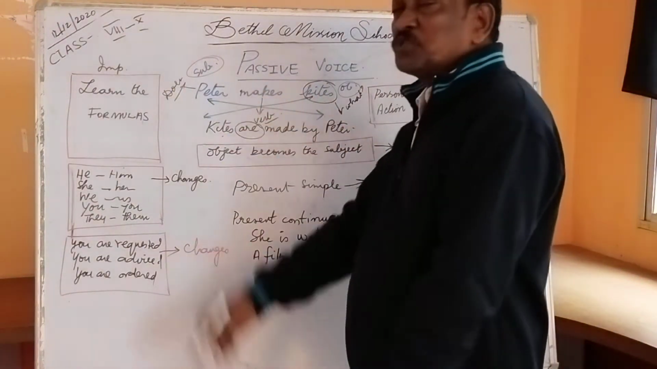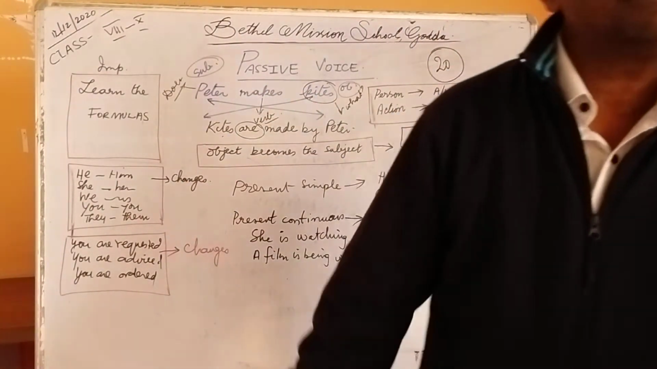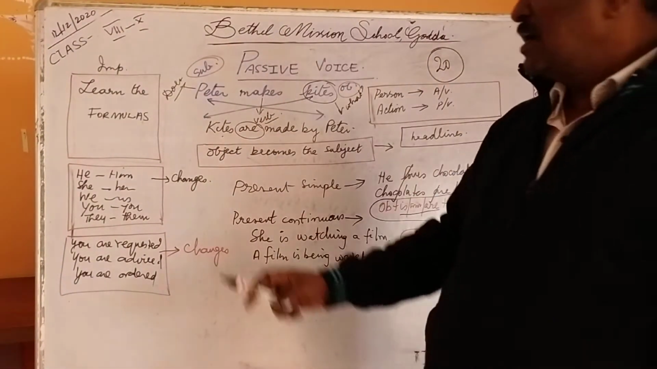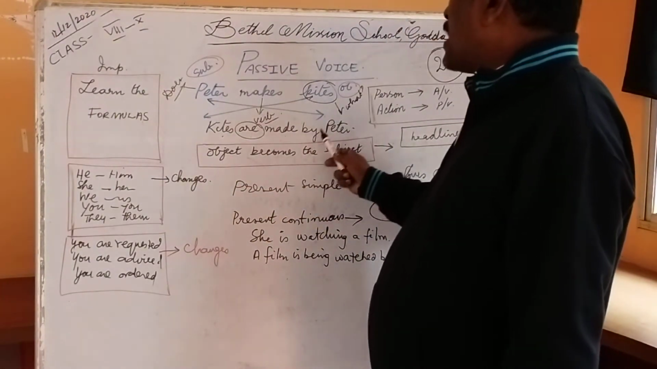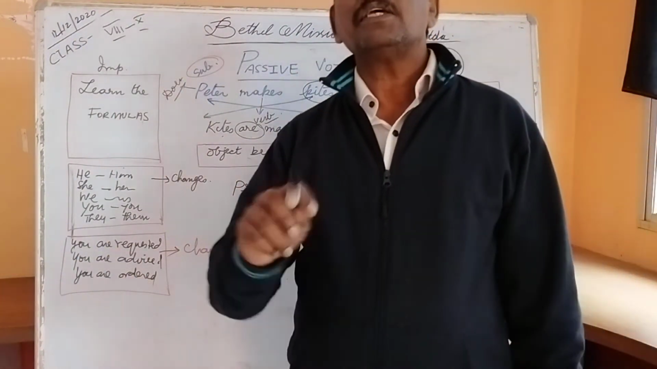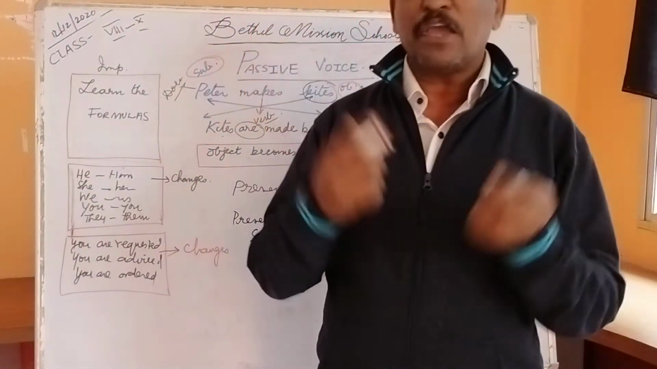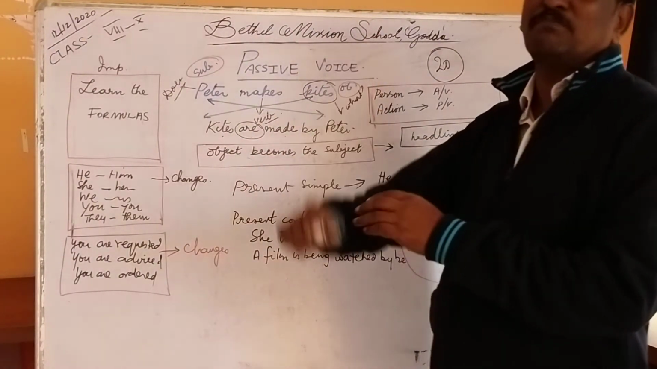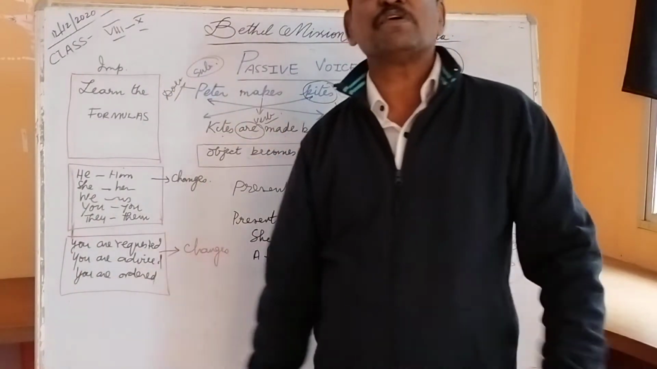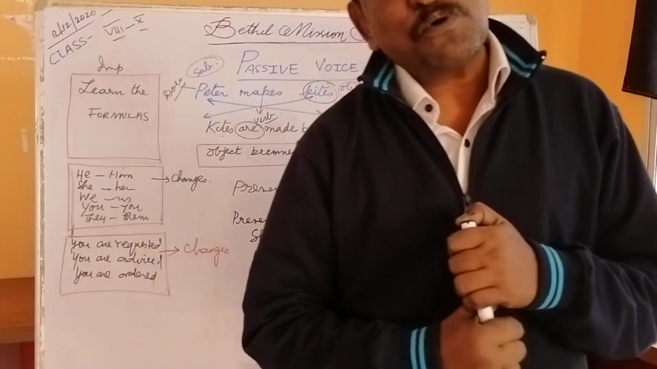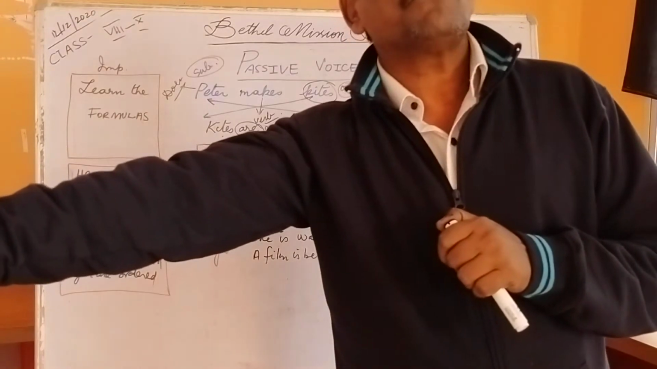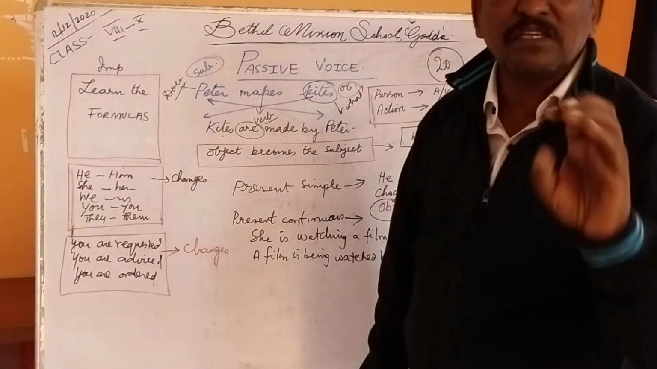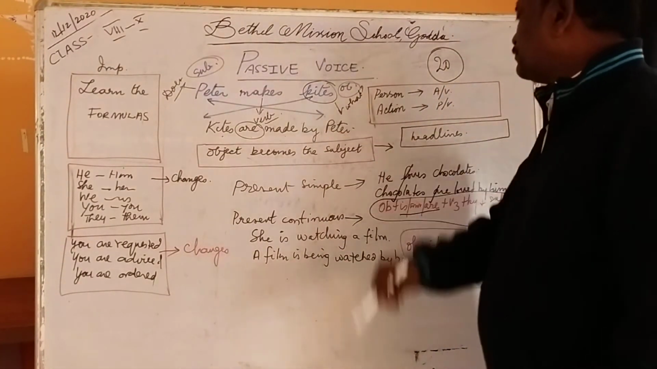Supposing the sentence goes this way, Peter makes a kite, then how do I change that? A kite is made by Peter. I repeat, a kite is made by Peter. Why did I use is? I used is because kite is a singular object, so accordingly I use the helping verb. Remember, if the object is plural, the verb has to be plural. If the object is singular, the verb is singular. We need to keep this in mind.